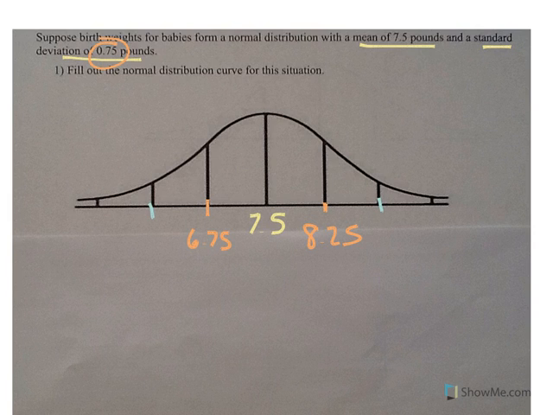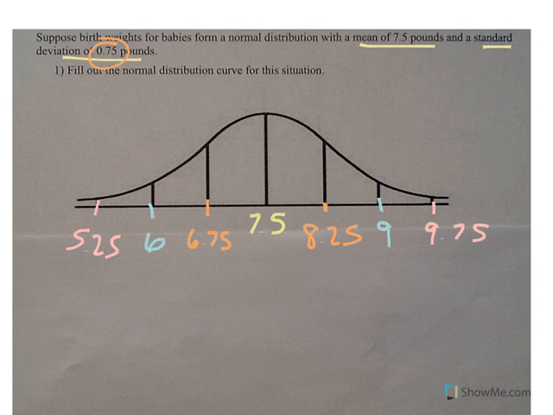And we do the same thing to move two standard deviations out. So I'm going to add 0.75 to the right, I'm going to subtract 0.75 to the left. And let's go one more just for fun. And we're going to have 9.75 and 5.25. So we can talk about the different values here based off the percentages.